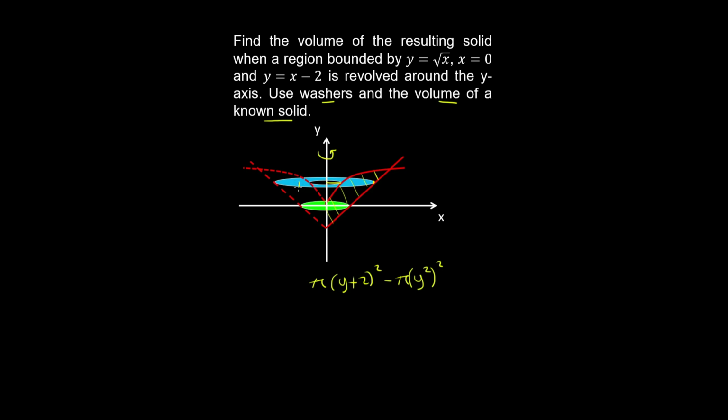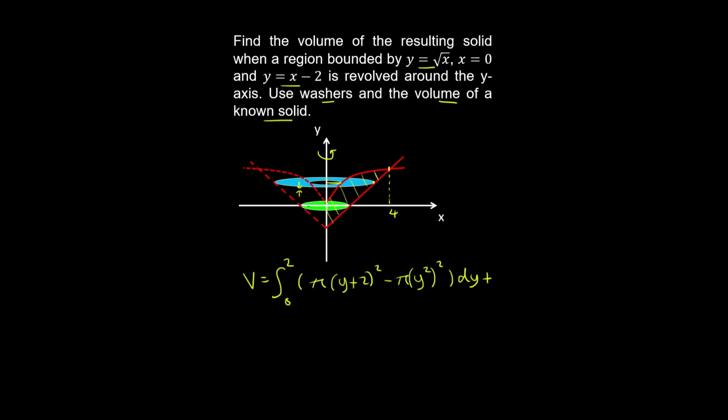And then we give the washer a thickness in the vertical direction of dy, and then we integrate from y equals 0 to this y value over here. So we can see that these curves intersect at x equals 4. So when x equals 4, y equals 2. And that gives the volume of the upper solid.